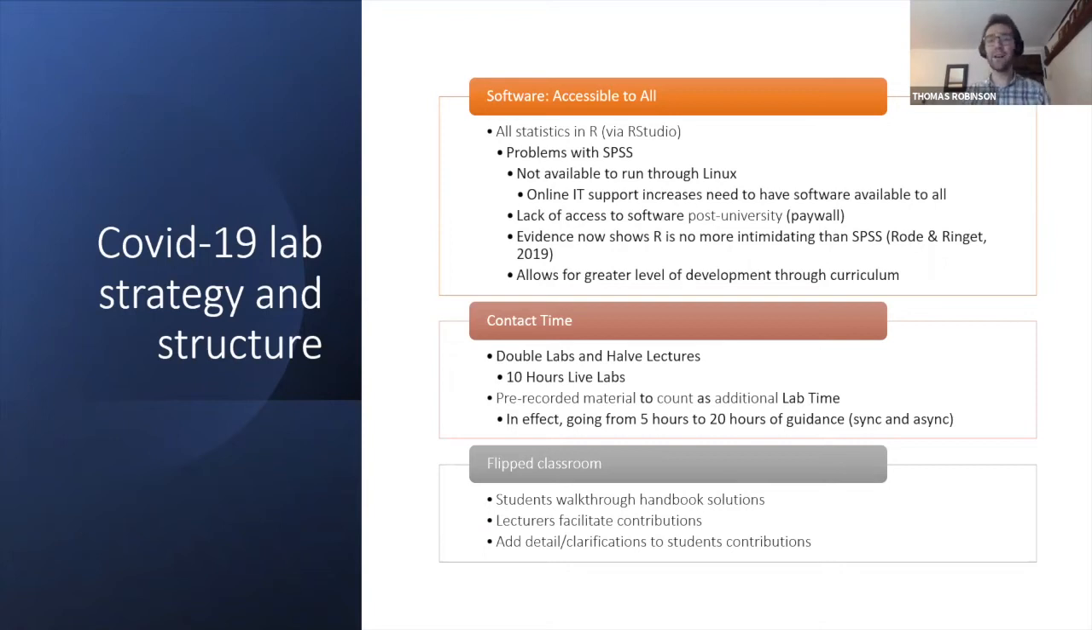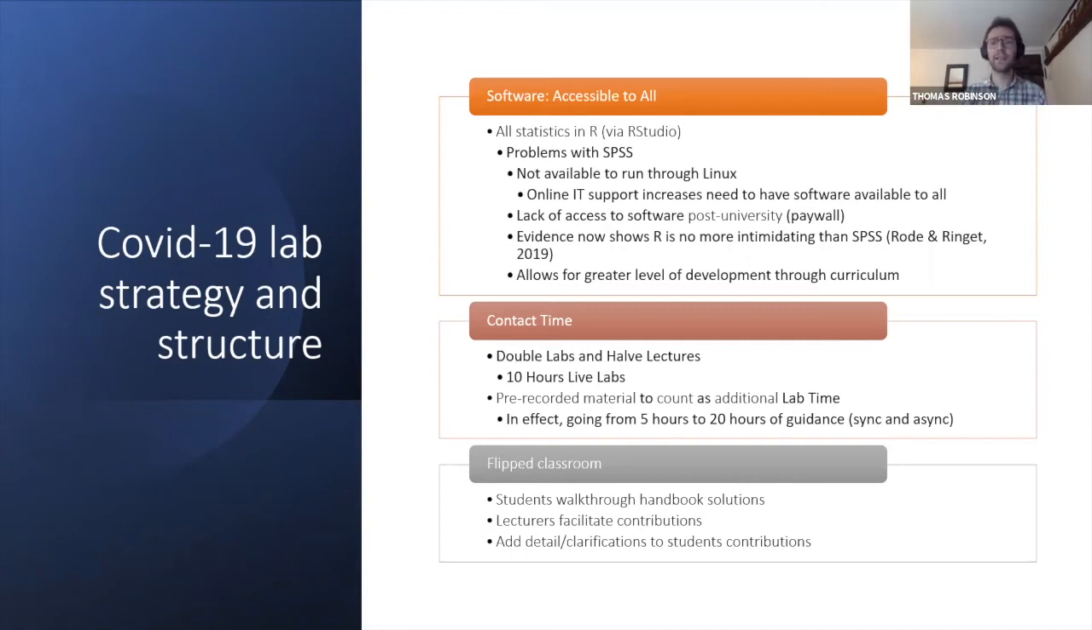And again, the nice thing about R is that it is so hands-on, and it allows us to build in lots of development opportunities, data science type concepts that are going to be really important to employers once they leave the university.